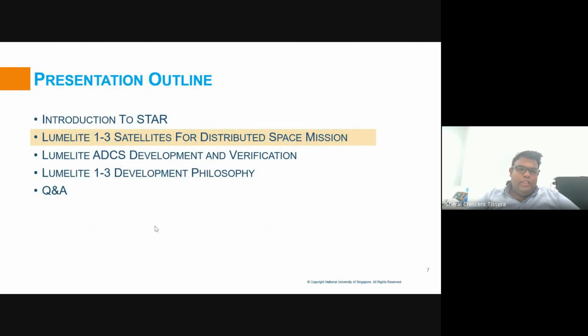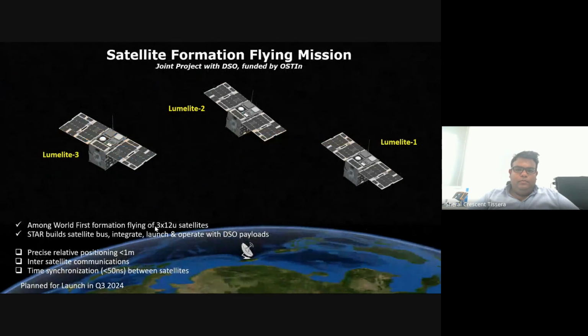So let me now introduce the flagship program, which is Lumelite 123 for an advanced distributed space mission. This program is named Satellite Formation Flying Program, and it is a joint project with the Defense Science Organization here in Singapore, and is funded by the National Space Office in Singapore, which is the Office for Space Technology and Industry. Now, in this program, we'll be launching 3 satellites: Lumelite 1, Lumelite 2, and Lumelite 3.